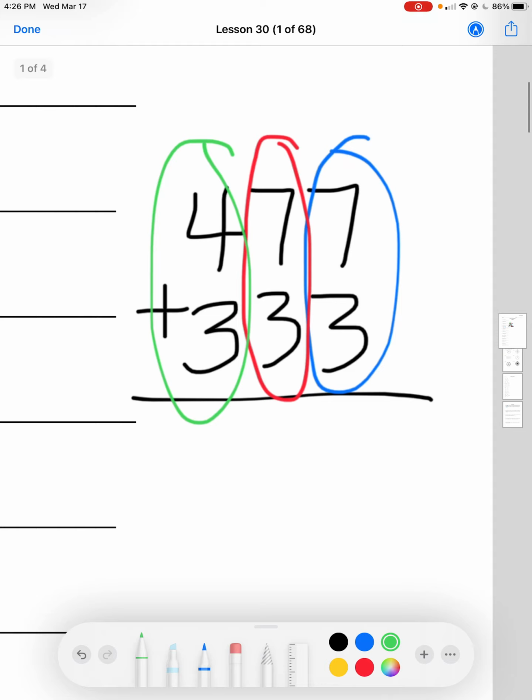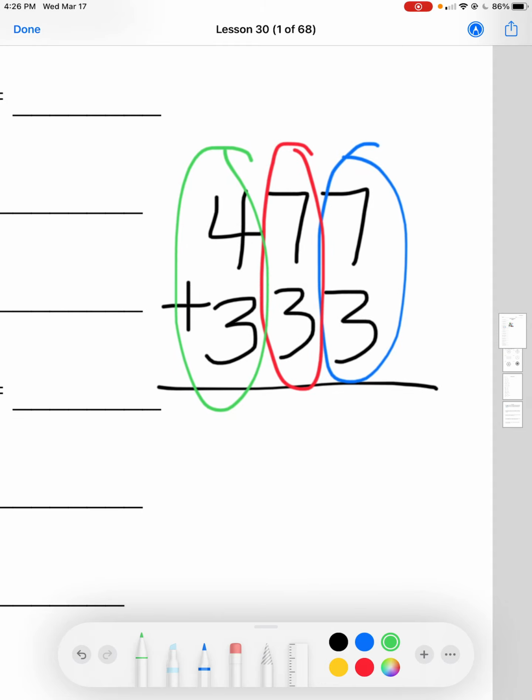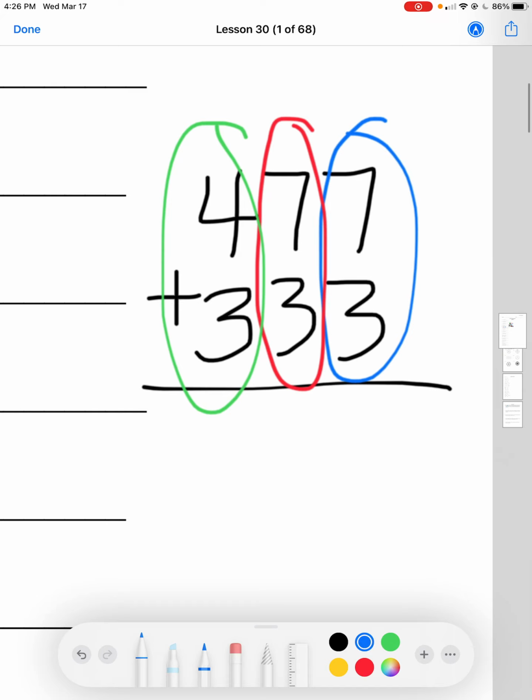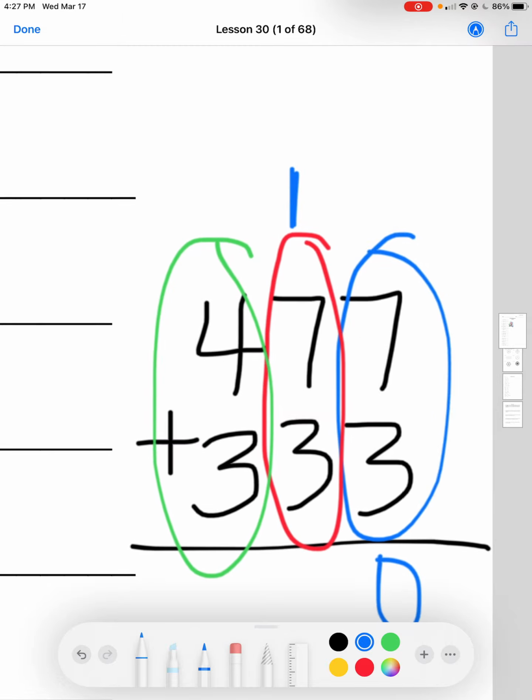So let's focus on our ones place first. We have 7 plus 3. 7 plus 3, 7, 8, 9, 10. If you count 3 up, you're going to get to 10. But because you can't put 2 digits into a single place, we're going to move this one and regroup it into the tens place. So now we have 10 added.